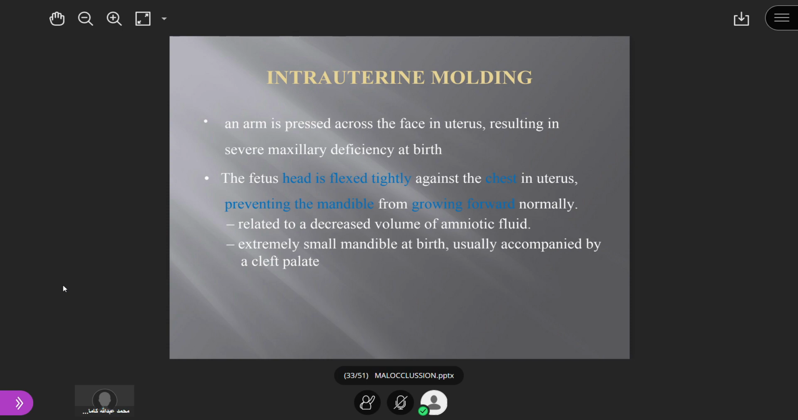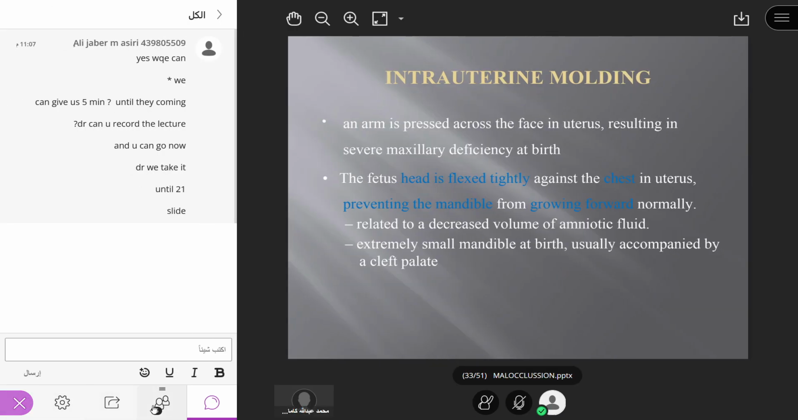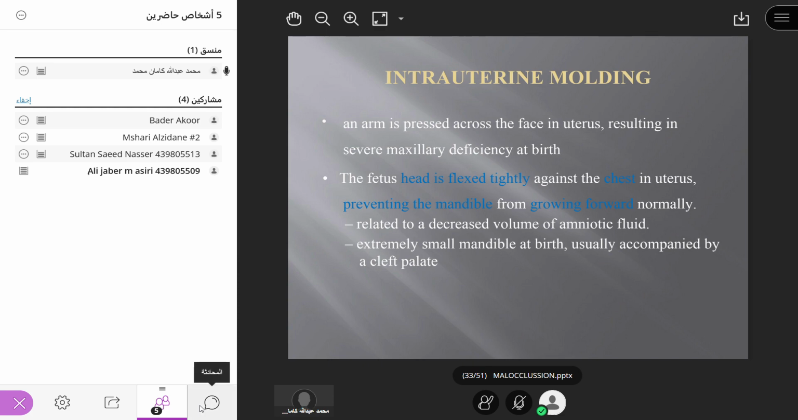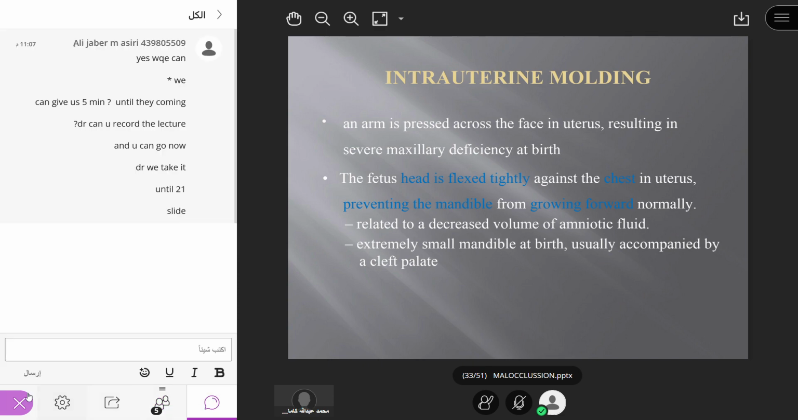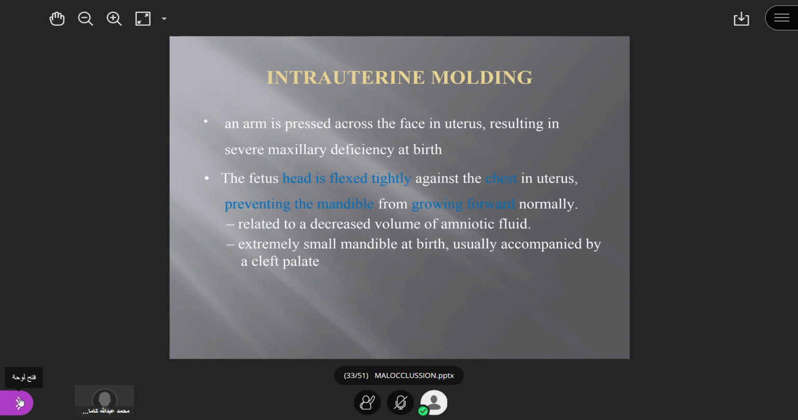Related to decreased volume of amniotic fluid, as I said, there is an extremely small mandible at birth, usually accompanied by a cleft palate. Why does it result in a cleft palate? Because of the small mandible, there is no space for the tongue to come forward. It results in posture of the tongue in between the palatal shelves, which prevents the palatal shelves from becoming fused, resulting in cleft palate.